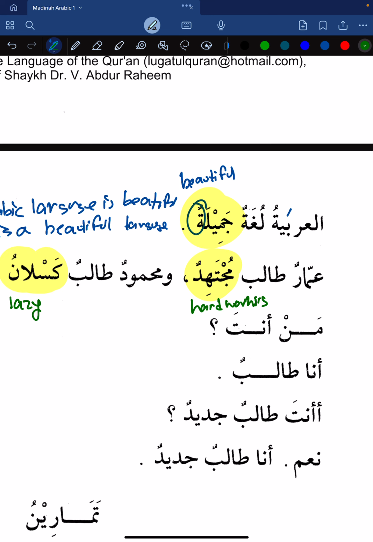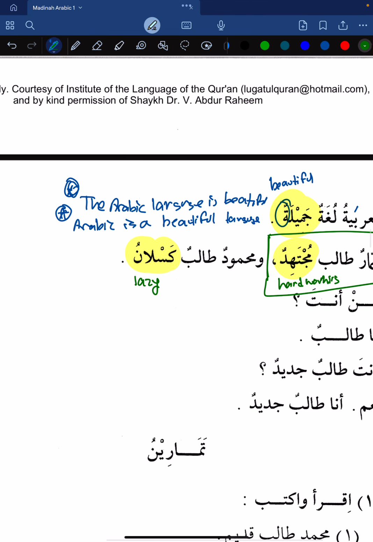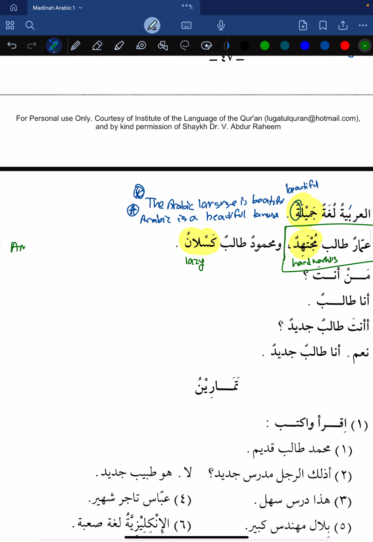We can break this down and make your life easy. Ammar talibun mujtahid. Ammar is a hardworking student. Wa Muhammad. Every exam session, every single student of mine forgot to include that wa, and that was so disappointing. Don't forget that wa. And Muhammad is a lazy student.